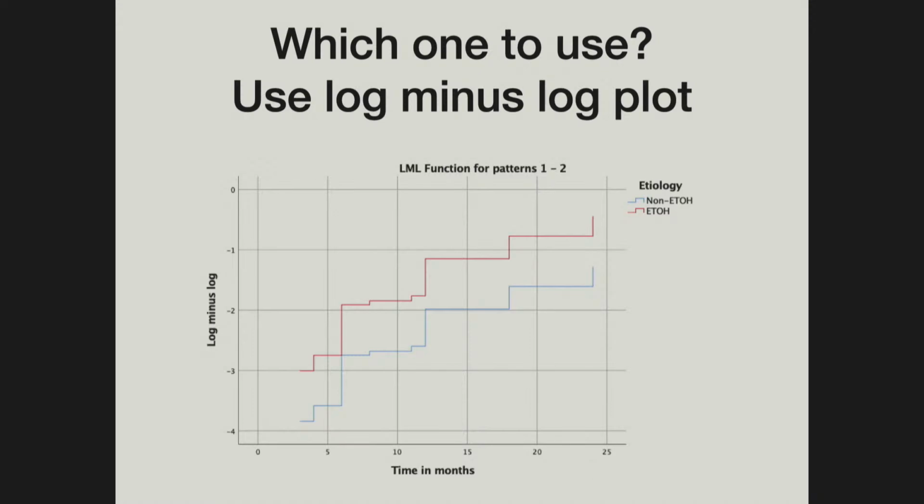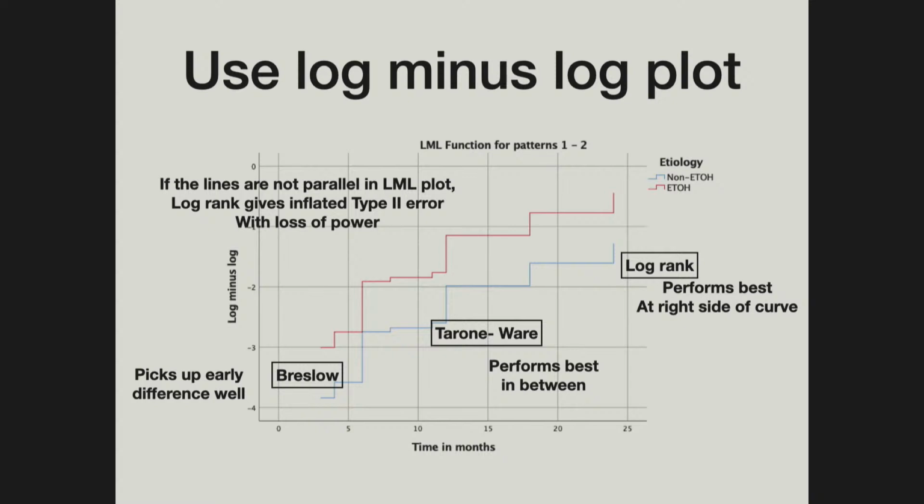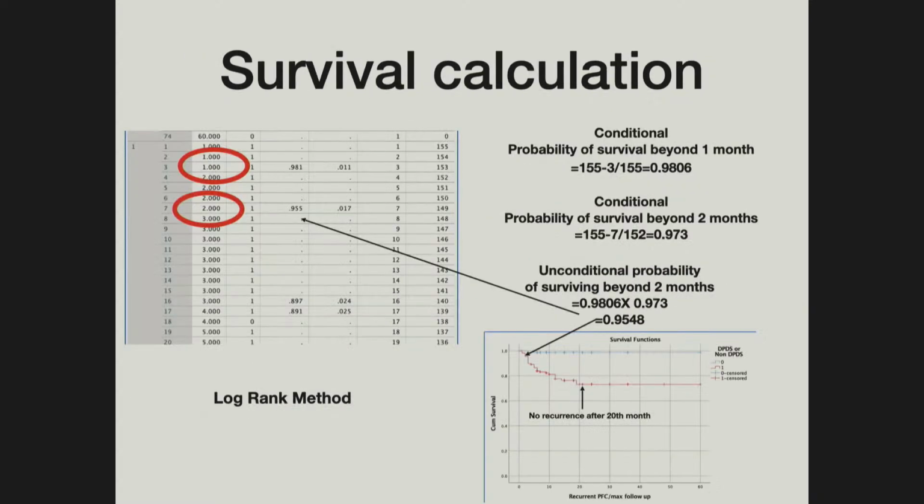So how to use it? You can do a log minus log survival plot in the Cox regression model. I'll show the example. If both the lines are parallel in the two groups, that means the hazard is equal and these two groups are comparable. The log-rank test performs best at the right side of the curve, whereas the Tarone-Ware test performs best in between, and the Breslow test picks up early differences very well. If the lines are not parallel in the log minus log plot, log-rank gives inflated type 2 error with loss of power. So how is the survival calculation done?